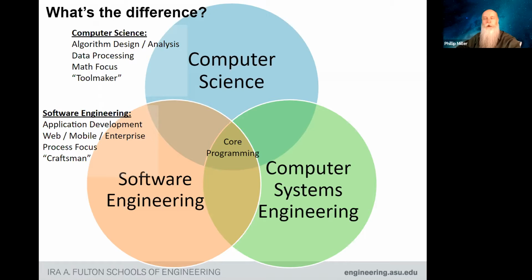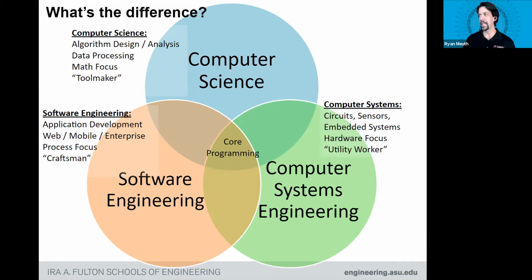They're the ones designing and building software systems using the algorithms and fundamental tools that computer scientists have created. And then computer systems is sort of the hardware focus of these same disciplines. So the idea here is that we, as computer systems engineers, employ the tools and some of the same techniques that both computer science and software engineering do, but our focus is on the bridge between the digital and the physical world.